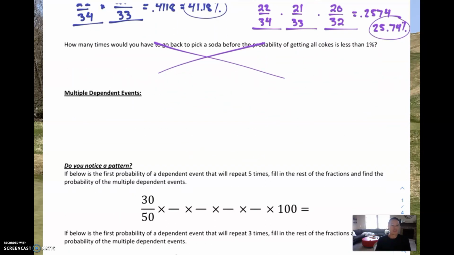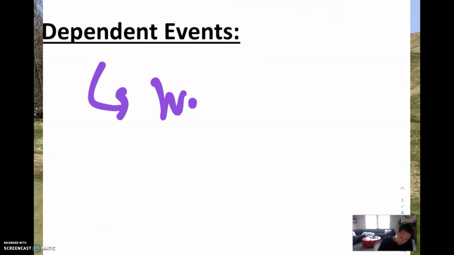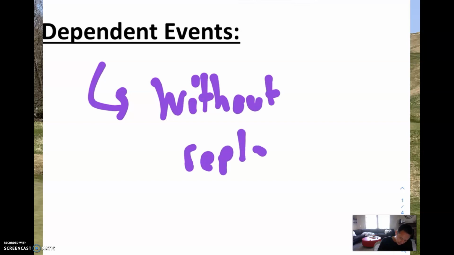When you have multiple dependent events, one of the key phrases that we're talking about with multiple dependent events is without replacement. So I'm going to say without replacement.